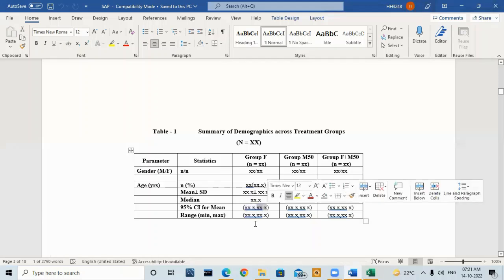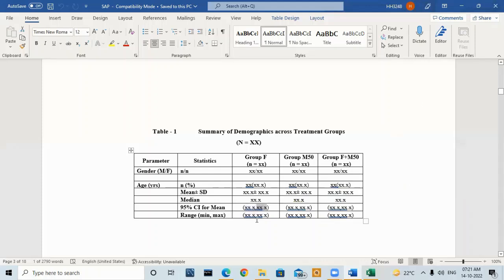There is a comma in between. It's very small, I think. The font, I don't know whether it is visible or not. The first value is the lower class limit, and after the comma, the second value is the upper class limit.